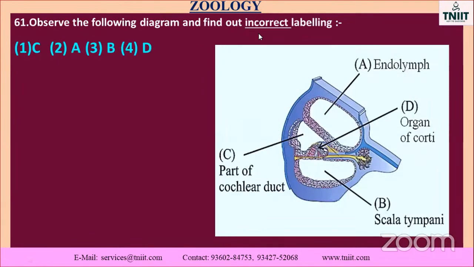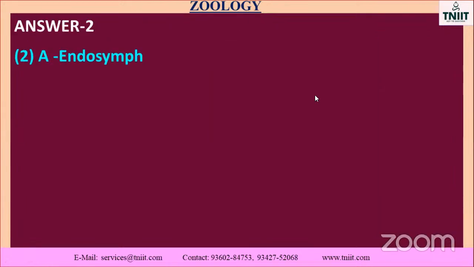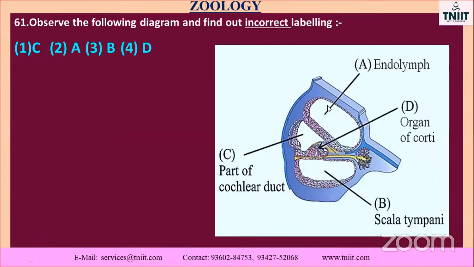Observe the following diagram and find out the incorrect labeling. See, A is endolymph. This is not endolymph. Just imagine, this is not endolymph. So it is the wrong answer. The second one is the wrong answer. Okay. See the first one, C. C is the part of the cochlear duct. This is called as the cochlear duct. See here, I mentioned here. Yes, it is the correct one.